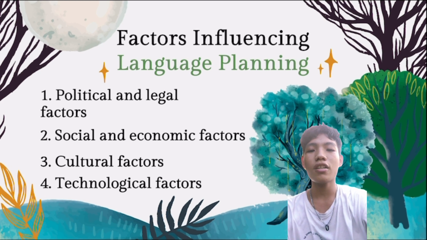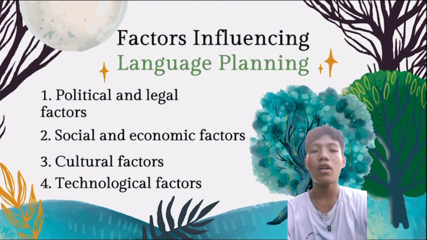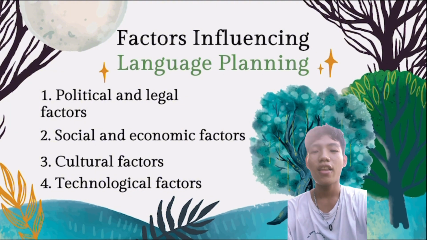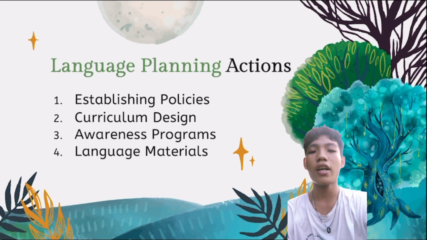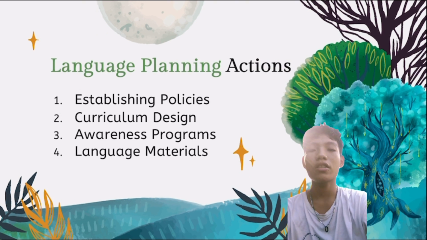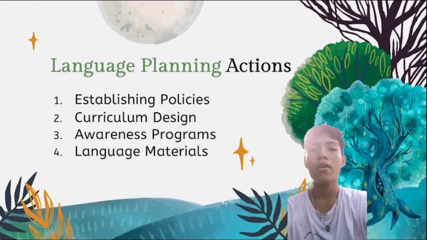The third is cultural factors, which consider how important it is to keep culture, tradition, and different languages alive in a society. The fourth is technological factors, which look at how new technology like computers and the internet can affect the way people use language. Language planning action can involve several activities. The first is creating language policies that protect the rights of minority languages and ensure fairness for all languages.